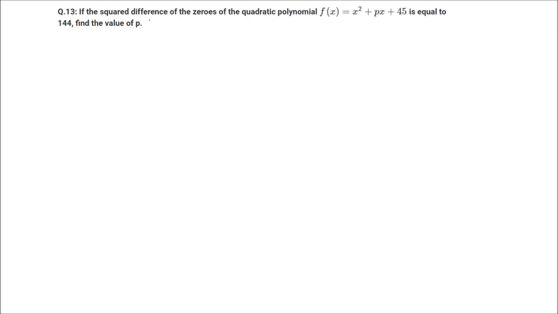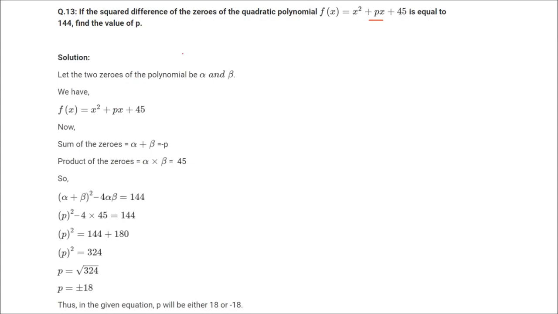If the square difference of the zeros of the quadratic polynomial, this one, is equal to 144, find the value of P. Now here, let me tell you first about A. A is 1 and B is P and C is 45. So what will be alpha plus beta? That will be minus B by A, so minus P. Alpha into beta will be C by A, that is 45 by 1, that is 45.